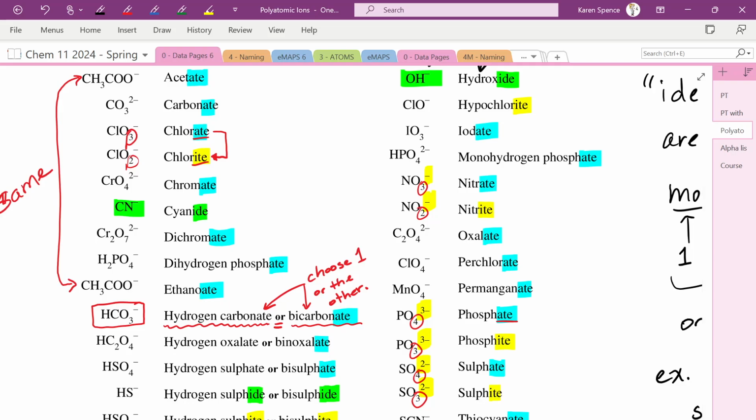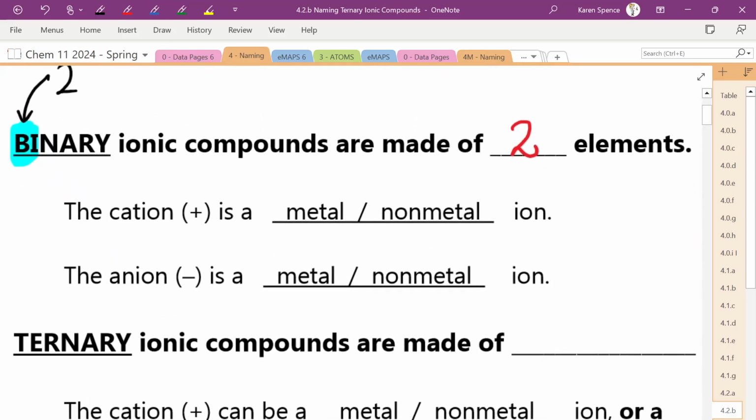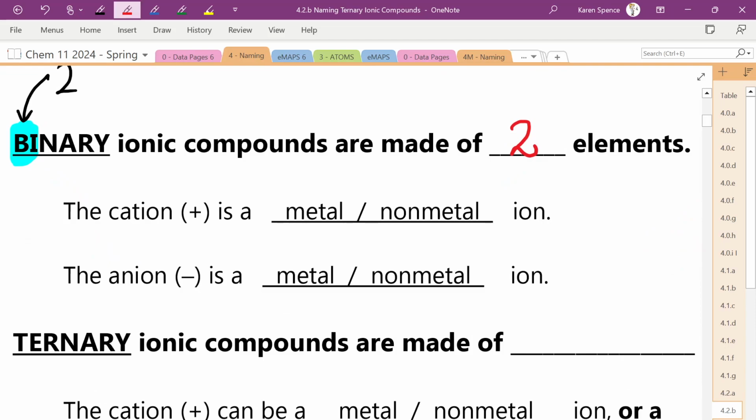Okay, so let's go back to page 44. A binary compound is made of 2 elements. What is the cation? Is it a metal or a non-metal? Cation is a metal. The anion is a non-metal.